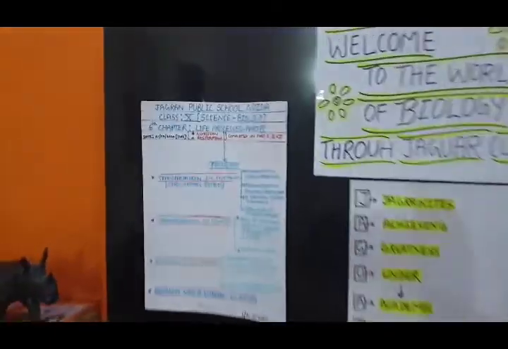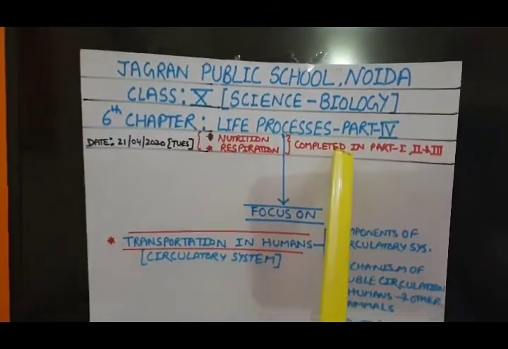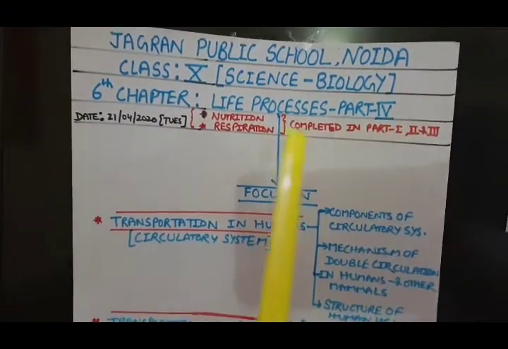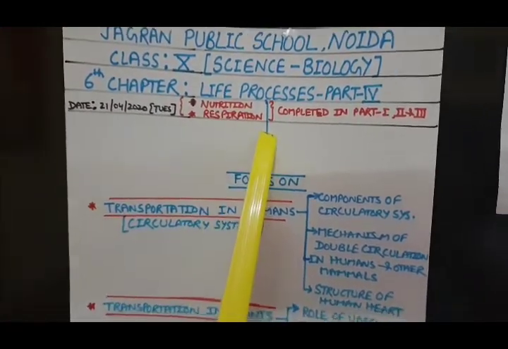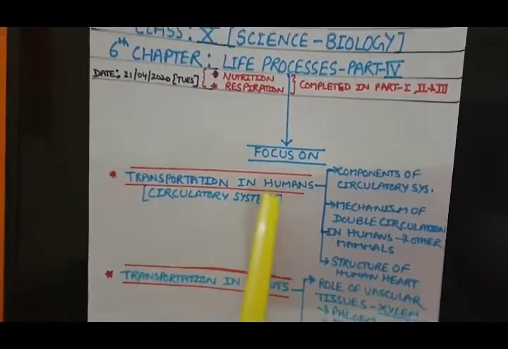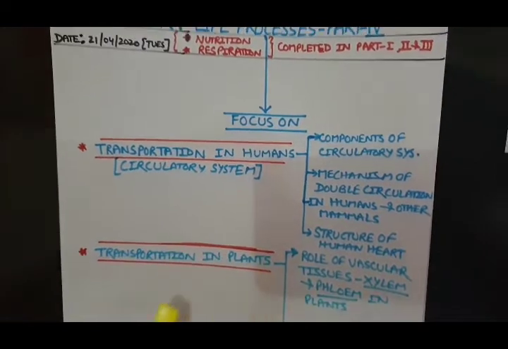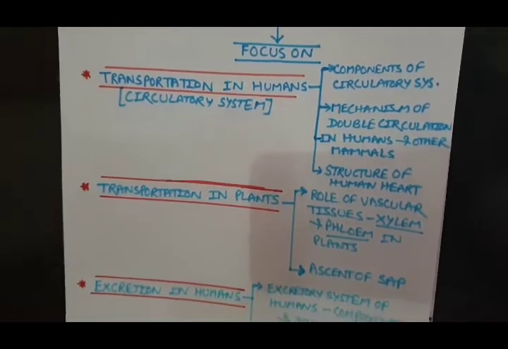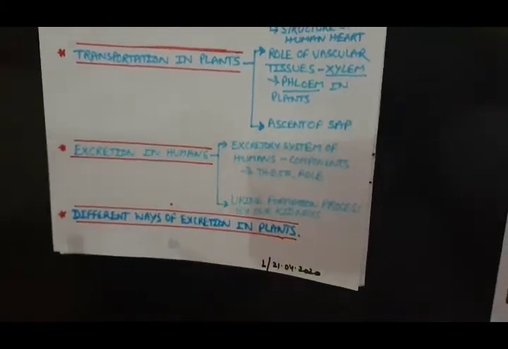In today's class, I will continue with chapter 6, Life Processes, part 4. In earlier parts, we have already discussed nutrition and the respiration process. In this part, I will focus on transportation in humans and transportation in plants, as well as excretion in humans and different ways of excretion in plants.